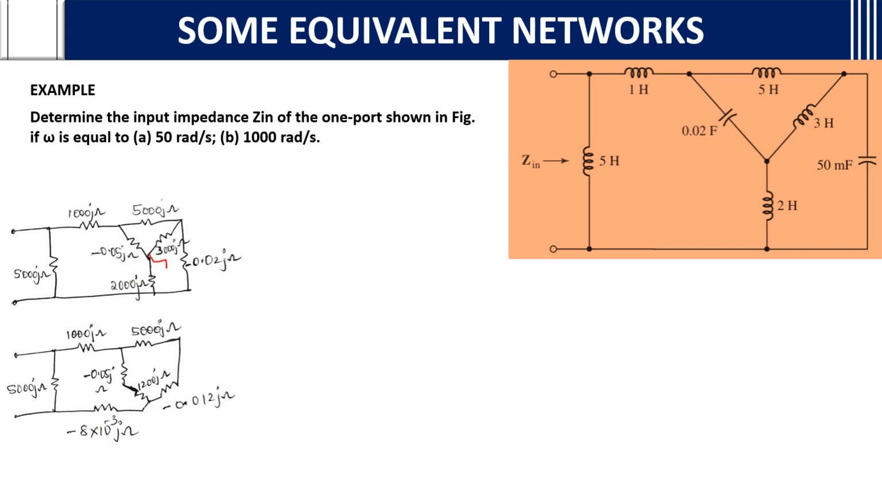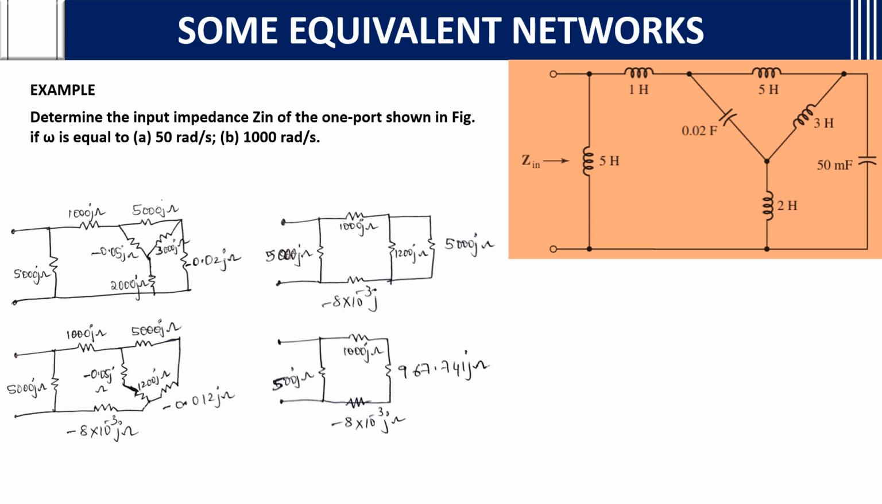You just mention that this is R1, this is R2, and this is R3. In the same way, for delta to star, for R1, 2000 J and 3000 J are the product we need to take, divided by 2000 J plus 3000 J plus minus 0.02 J ohms. So you will get 1200 J ohms. Okay, you need to have paper and pen when you are solving this. Only then will you understand, otherwise you will not understand.